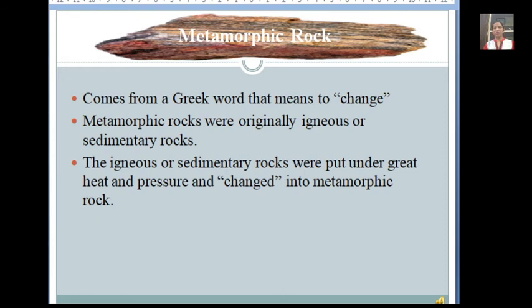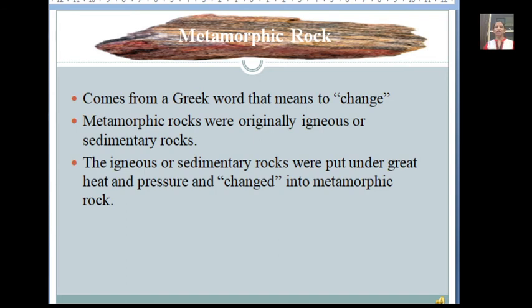We can divide metamorphic rocks into two parts. First one is regional metamorphism. Regional metamorphism takes place over a large surface, a large region. It affects the rock properties of a large region, and it is found in more depth also, and here high temperature and high pressure are the main factors responsible for this type of metamorphism.